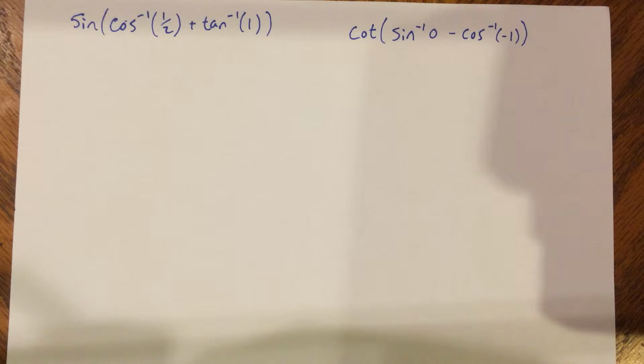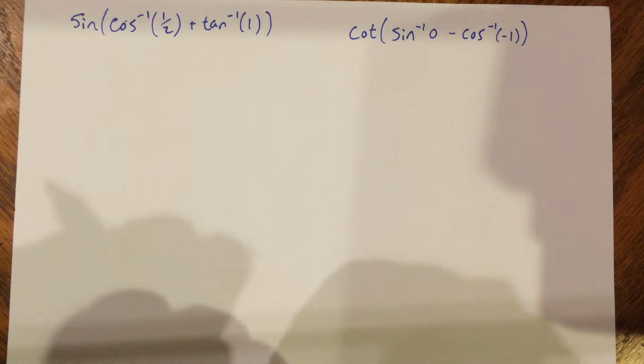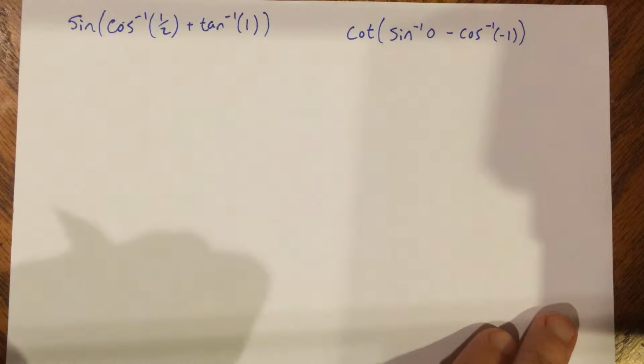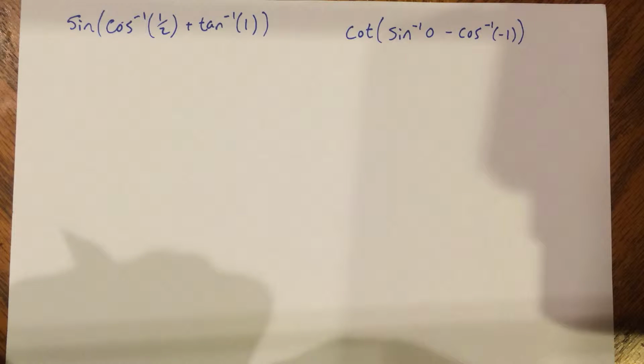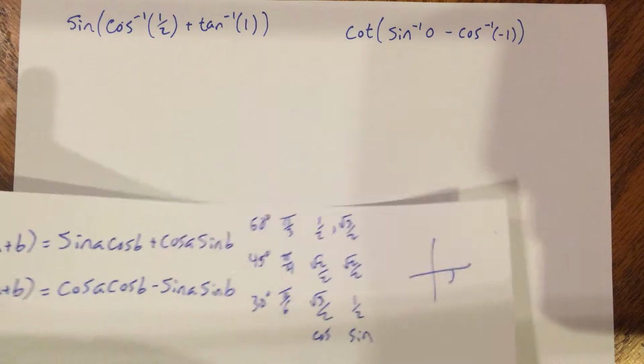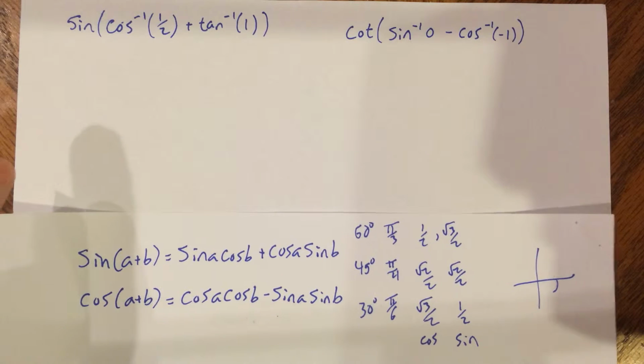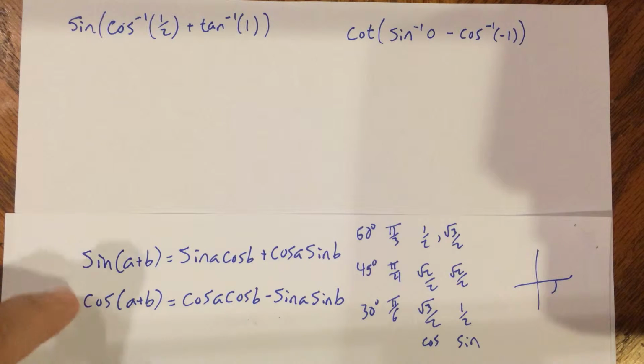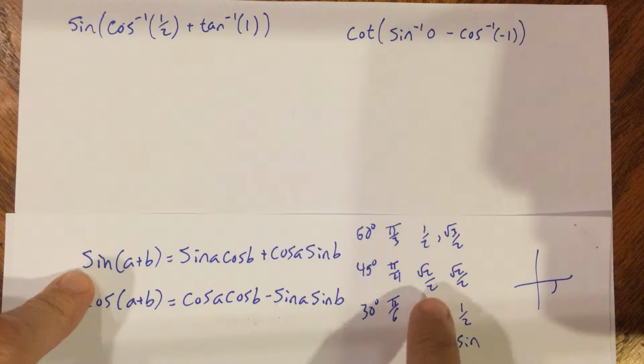Okay, so let's go ahead and try two more. So we're going to put some inverses in here, just to get some more practice with that. So we're going to have sine of cosine inverse 1/2 plus tan inverse of 1. So first thing I'm going to do is bring out the fact that it's a sine thing, so I know I'm going to be using one of these formulas. And I should have this memorized for the test, but I don't right at the moment.